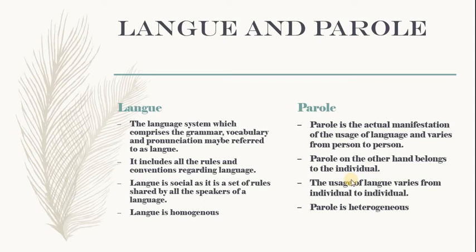Now, parole is heterogeneous, which means that since it varies from individual to individual, each individual produces a different set of utterances, hence parole is heterogeneous. Since it varies from individual to individual, and since each individual produces his or her own set of utterances, parole is said to be heterogeneous. Now, I'll give you an example for langue and parole.